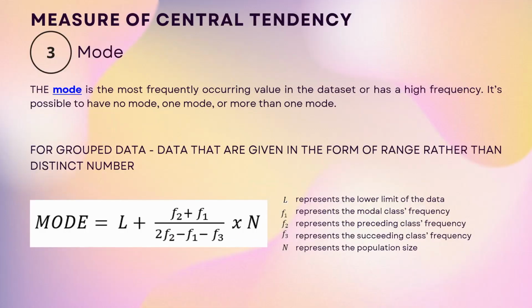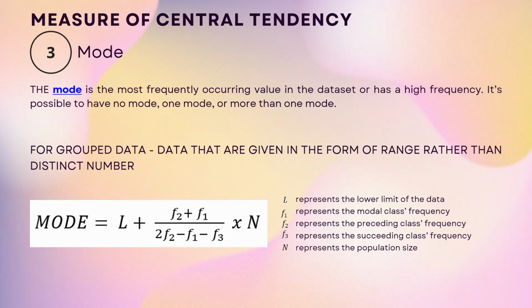Now, let's explore the mode, which signifies the value that appears most frequently in the dataset. This measure offers insight into the most prevalent values, highlighting potential patterns or trends within the data. Note that it is possible to have no mode, one mode, or more than one. In the ungrouped data, the mode is the most frequently occurring value in the dataset.